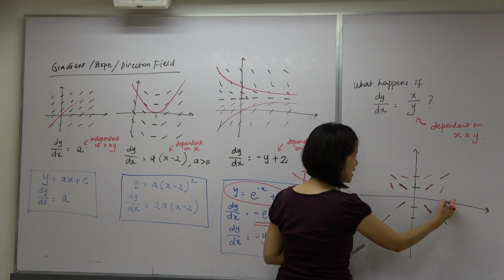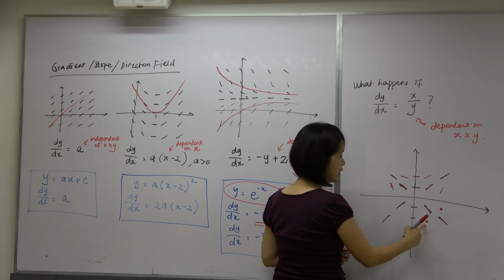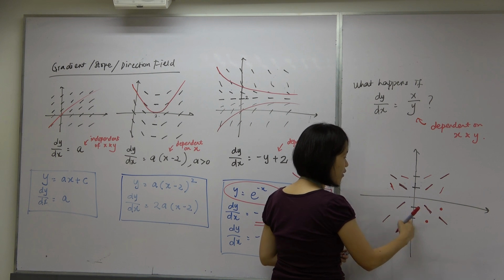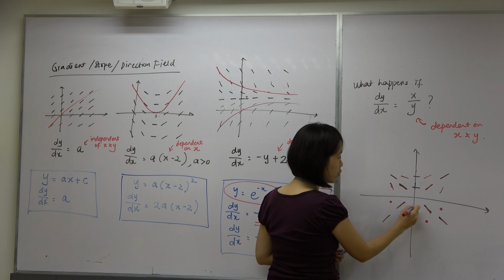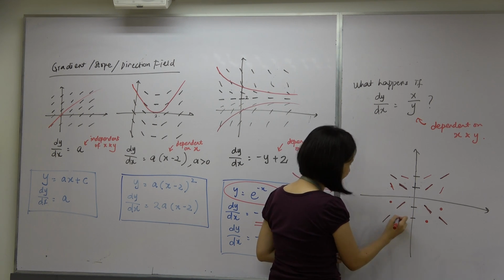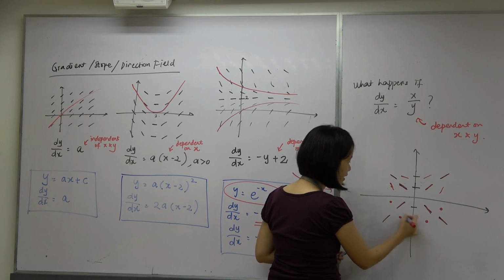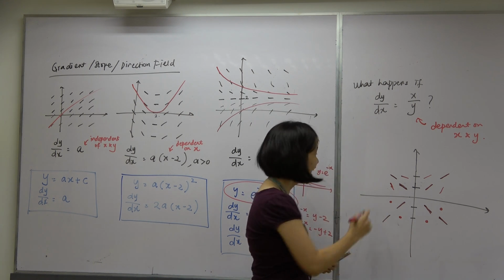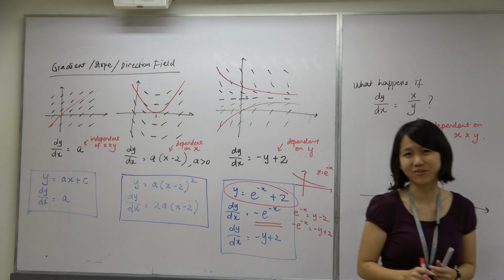This one is x equals 2, y equals negative 1. This point gives you x equals 1, y equals negative 2. This one would be x equals negative 2, y equals negative 1. And one last one would be x equals negative 1, y equals negative 2. I'll leave the 4 dots for you to fill up your slashes. So this is about slope field.